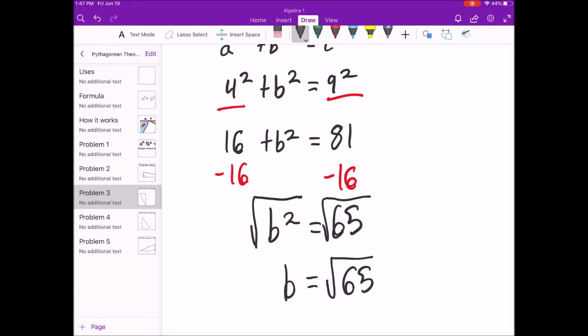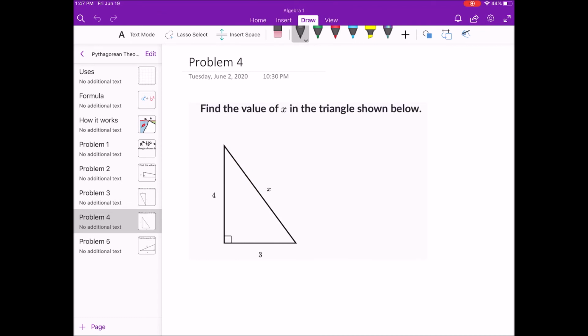Problem 4. Alright, now we have a triangle here. It's a normal triangle. We are trying to find the hypotenuse. Notice that it's a right triangle. It cannot be any other triangle. Obtuse, acute triangle? No, it has to be a right triangle in order for this formula to work.